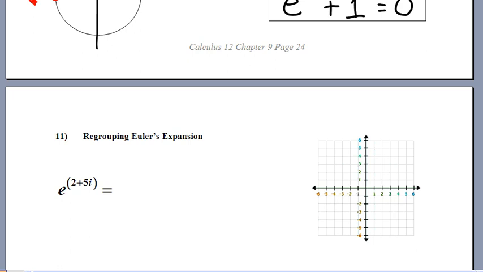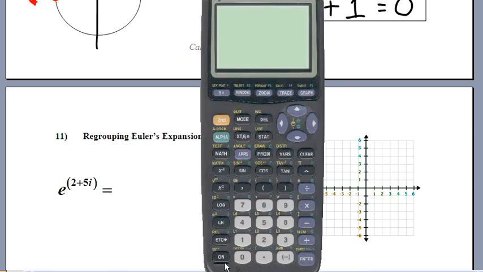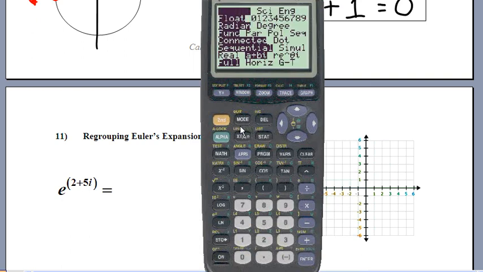All right, getting closer to the end here. Number 11, regrouping Euler's expansion. I want to just show you a couple of ways that you can shift from one form to the other, because your calculator is happy to do it. If I look at the mode button there, it says, well, do you want to be in A plus BI, or do you want to be in like that Euler kind of game?